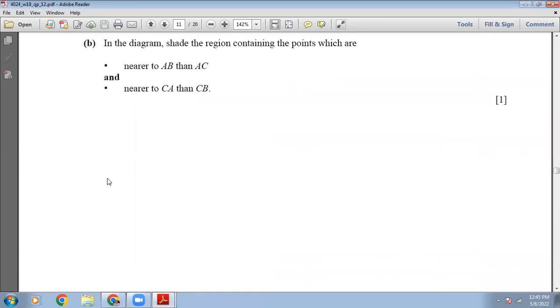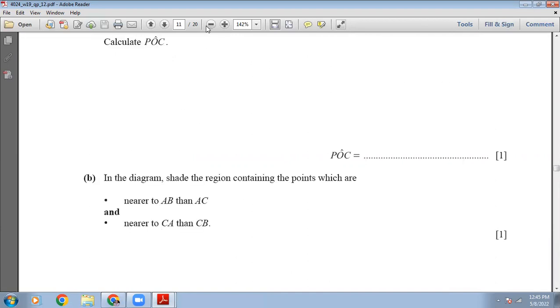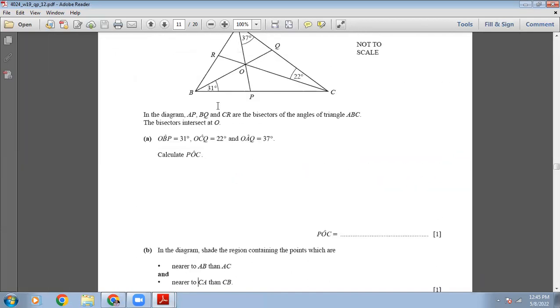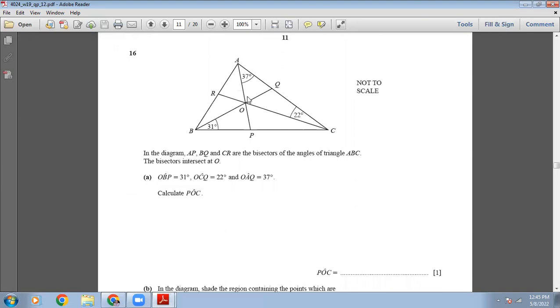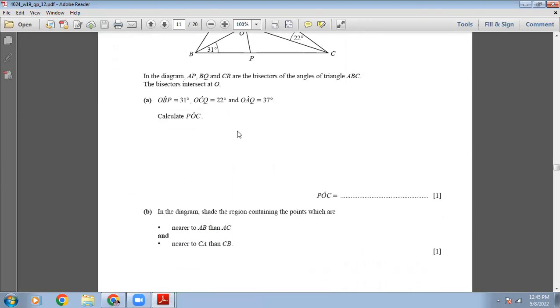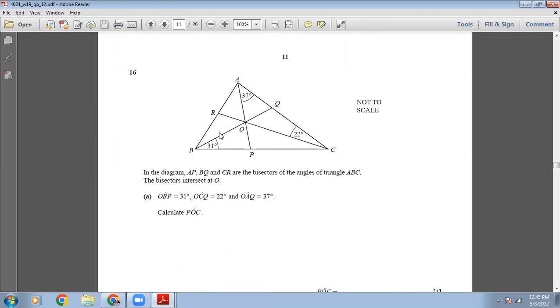Okay, it says in the diagram, shade the region containing the points which are nearer to AB than AC. You know, this is a locus. It means that we have to draw the angle bisector of the angle A. The angle bisector of the angle A is already drawn. So you can see this is the angle bisector of the angle A, and you have to remain near AB. AB is this side, so you have to remain on this side of AP.